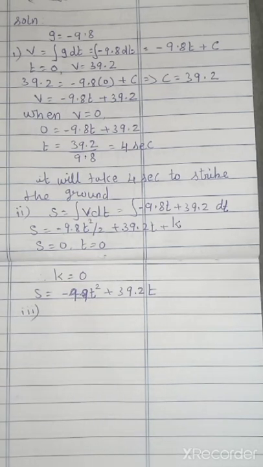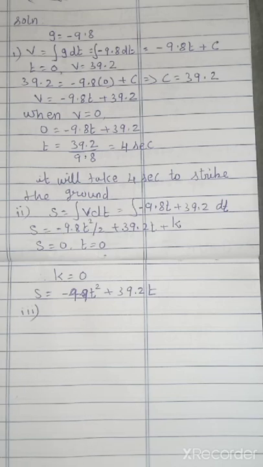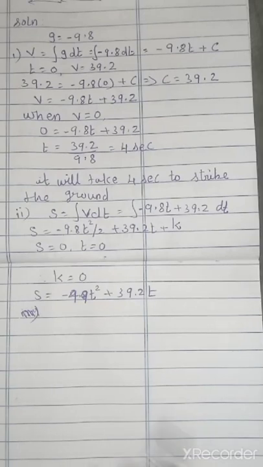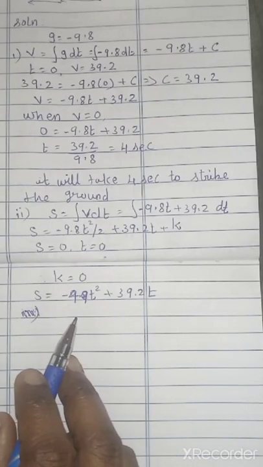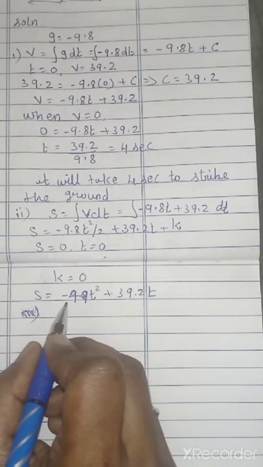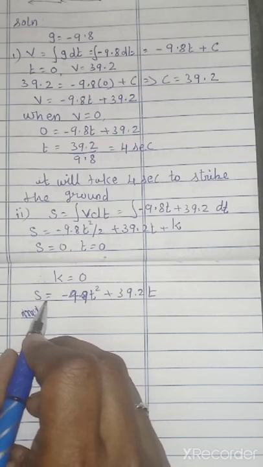Now third subdivision. Third subdivision, what is given? How high the ball will rise. We want to find the speed with which it will strike the ground, and we want to find out how high. Okay, that is the speed with which it will strike the ground.